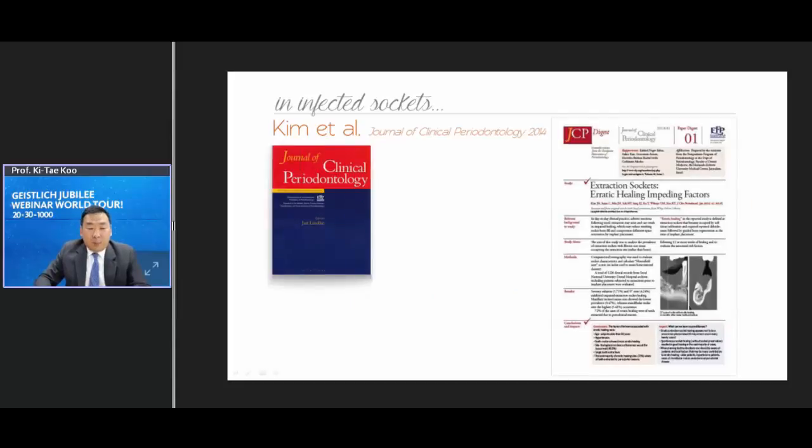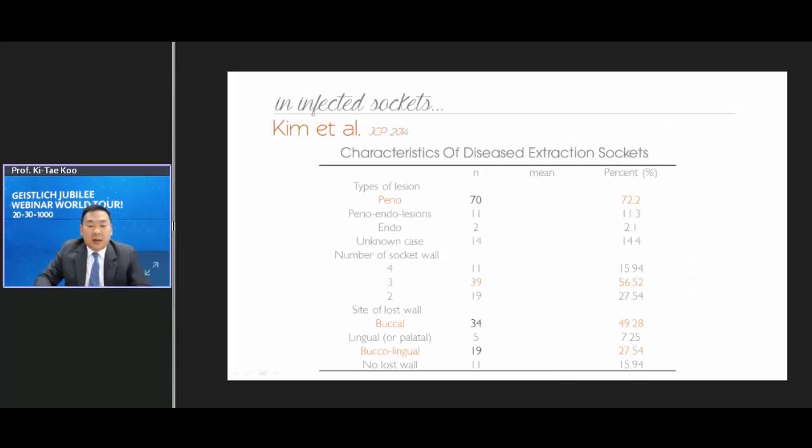We are very proud that this paper was published in the JCP Digest also, and because of the time limitation, I'll just show you the results of the study. We were able to define the characteristics of diseased extraction sockets, or infected sockets, as you might say. And the results here, we could say that the types of lesions that were related to erratic healing, periodontal lesions were the most prevalent.